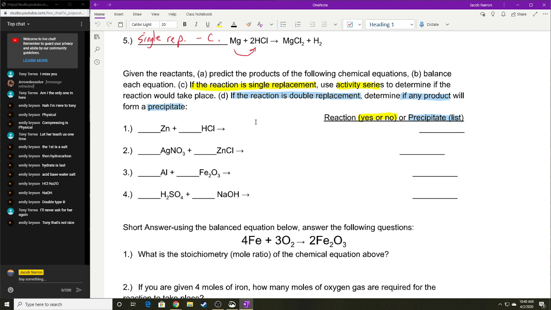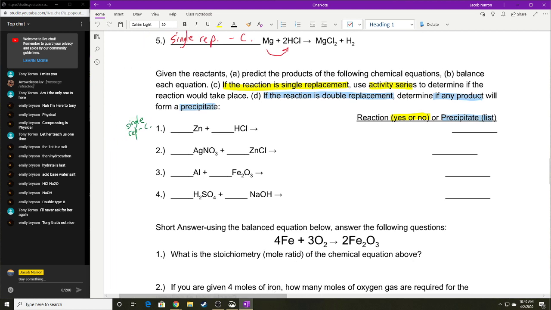Zinc plus HCl. This is actually going to be the type we were just looking at. This is just going to be a single replacement type C. The instructions don't ask for it, but I'm going to write it over here just for your convenience so you can see that. And so, based on what I see, I need a piece of paper.